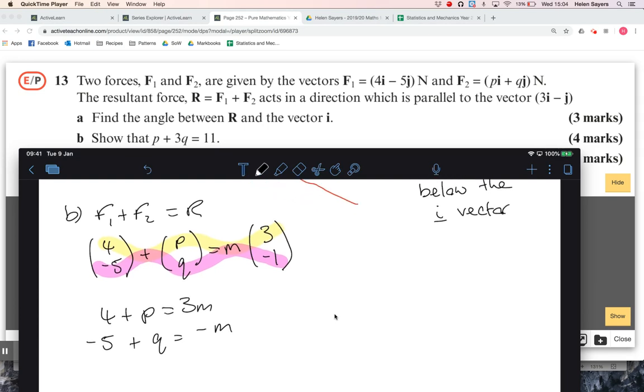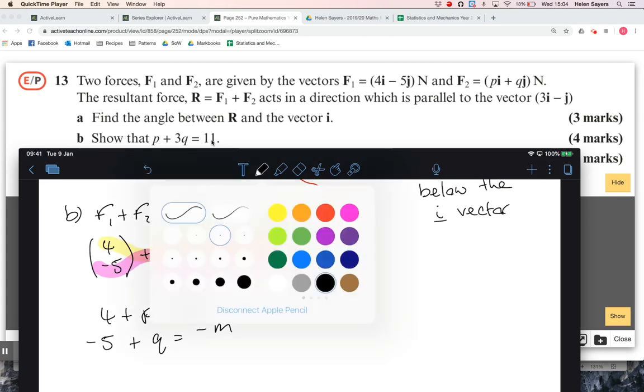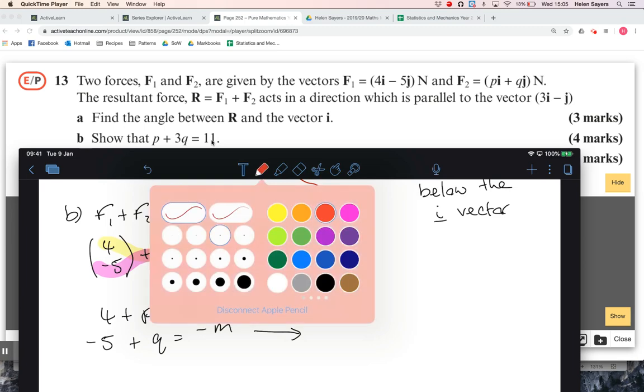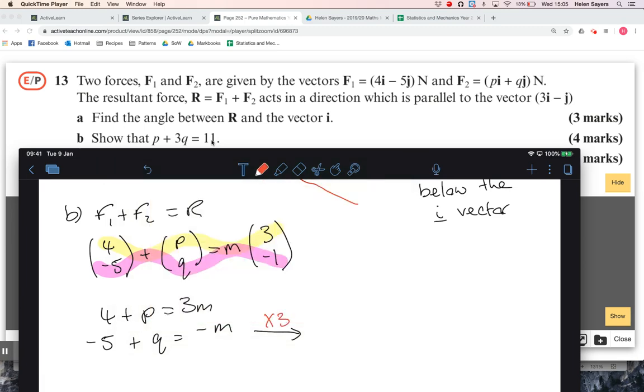Okay, and then there's various ways I could simplify that, but they basically want me to eliminate m, because I introduced m or whatever letter I'd chosen to use. So I think the best way to do that, and there's plenty of variations, but what I'm going to do is multiply that second one by 3. So that would give me minus 15 plus 3q is minus 3m.